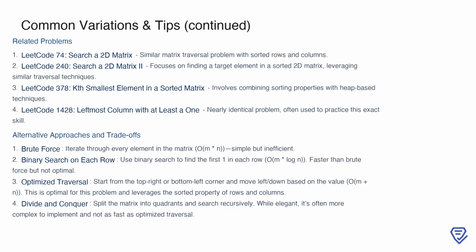As for approaches, the brute force method involves checking every element in the matrix. While simple, it's inefficient with a time complexity of O(m*n). Using binary search on each row is faster, with O(m*log n), but still not optimal. The most efficient solution is an optimized traversal, starting from the top right or bottom left corner, which leverages the sorted properties to achieve O(m + n).